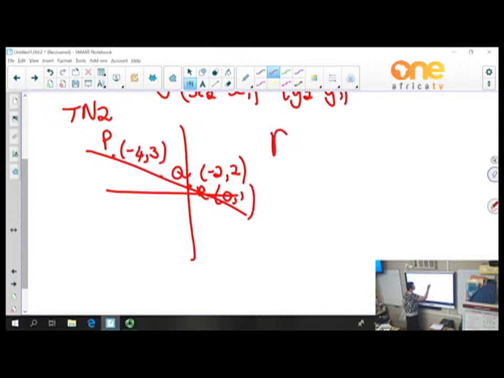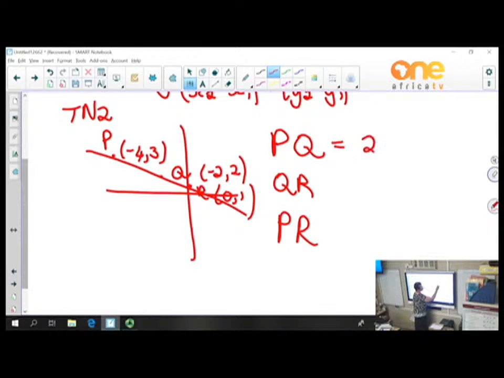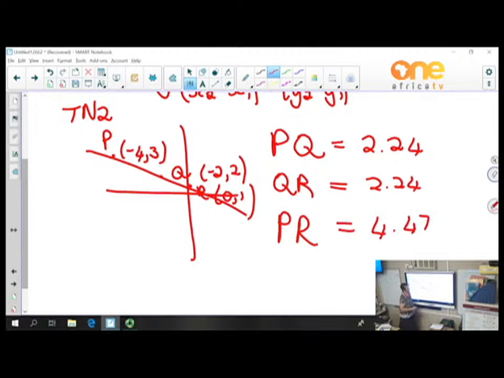So if you work with PQ, you use the coordinates of P and Q. And if you calculate QR, that's then the coordinates that you will work with. And the last one is then PR. And actually PR should then be PQ plus QR. Okay, so what was the length of PQ? You can just give me the answer now. 2.24, 3 significant figures, please. QR, also 2.24. And then PR, 4.47.